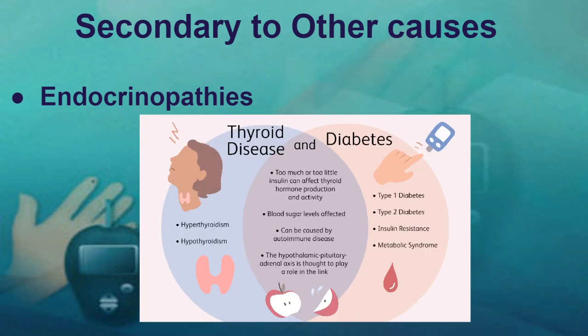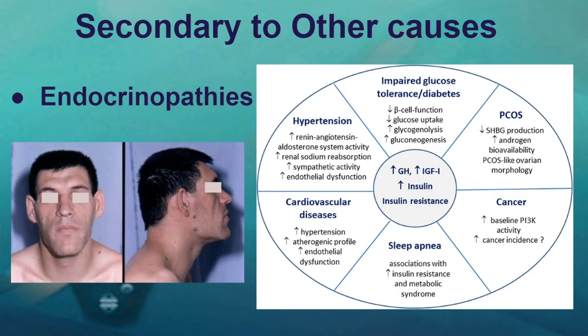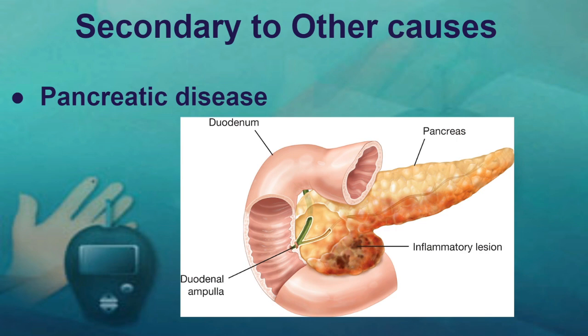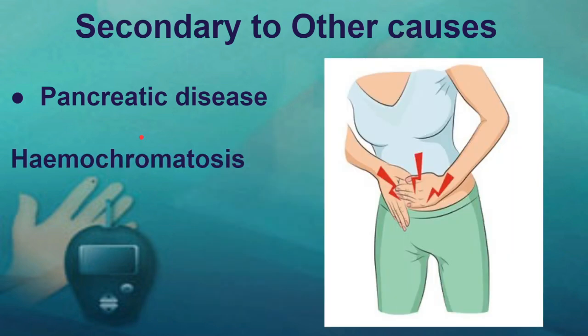Diabetes mellitus is also seen in patients suffering from thyroid disease. It can also occur in patients suffering from acromegaly, where there is an increment in the secretion of growth hormone by the body. Now, diabetes can also be caused because of the intake of some drugs, which include steroids and beta blockers. It can also be because of any kind of pancreatic disease, and pancreatic disease includes pancreatitis, cystic fibrosis, or hemochromatosis, which is because of iron overload.